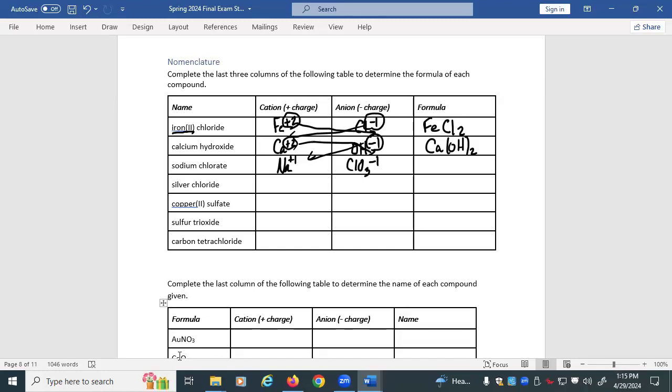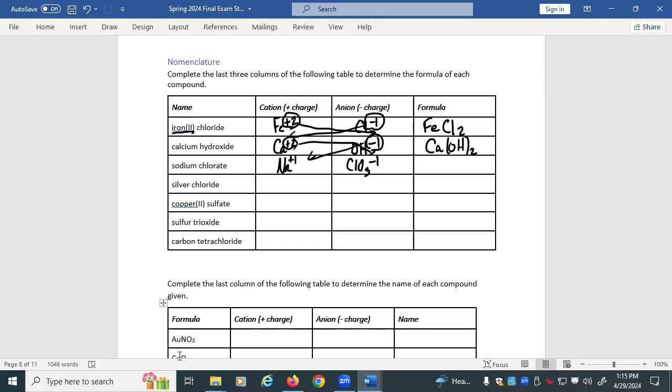Generally speaking, if I'm dealing with that -ate ending, that usually means that there are going to be 3 oxygens. Now the exceptions to that, phosphate, sulfate, and chromate, those all have 4. Those are like the exceptions, not the rule. Everything else, you generally see 3.